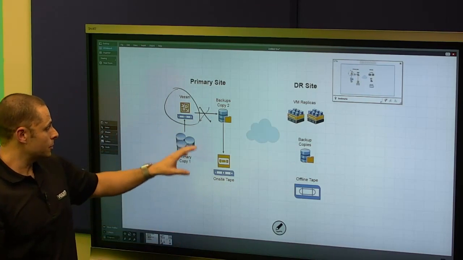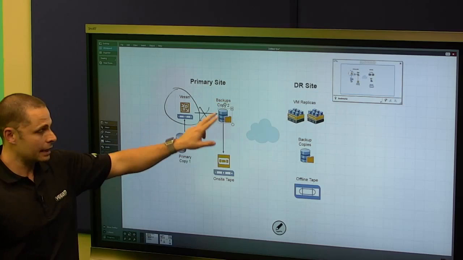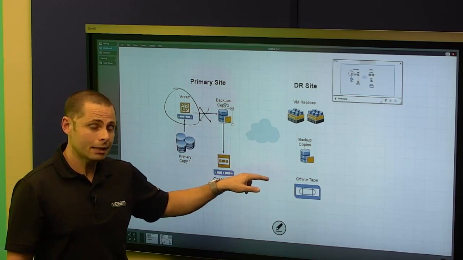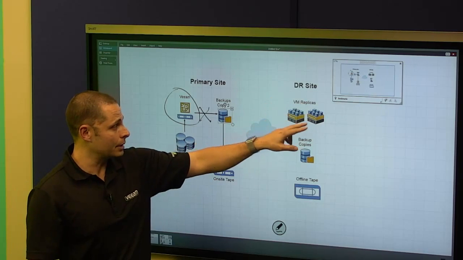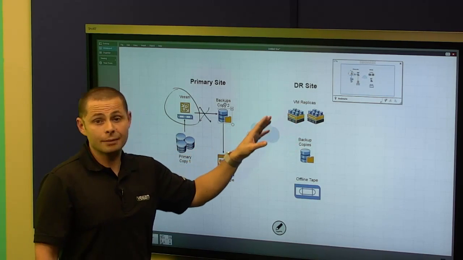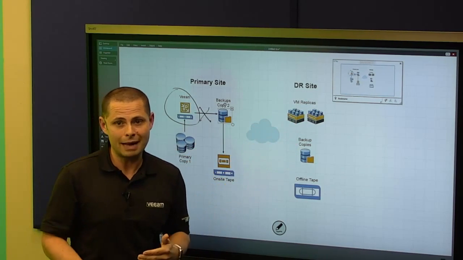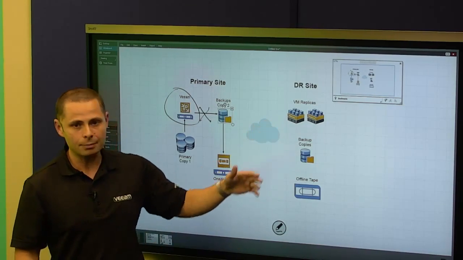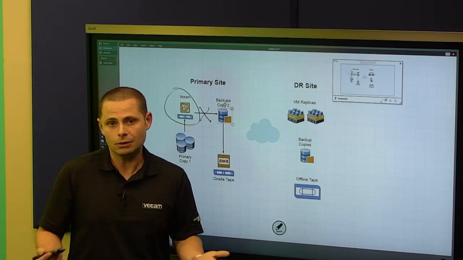So really there is multiple copies of data, primary copy, secondary copy on disk backups, a third copy on a different medium being tape. And then again, the VM replicas is something I would not forget about as well, because remember the concept of a backup is you have to restore it. You make a backup to restore from it. A VM replica, you fail over to it. It's already ready to go.